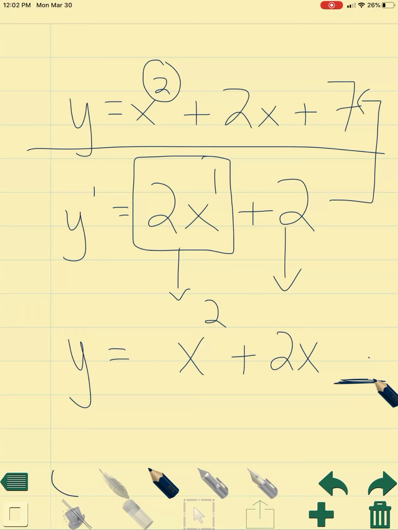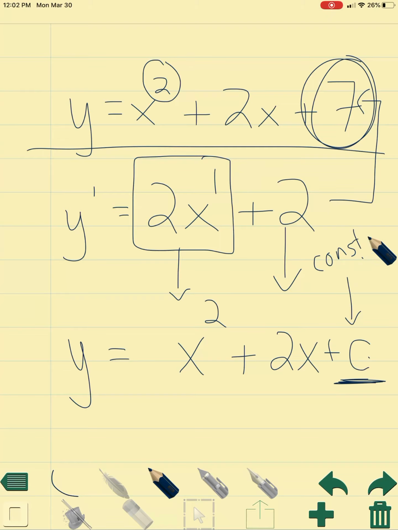The problem lies with how we get this 7 value. Well, we know that when you derive any constant, you end up with 0. So what we say is that this is just plus c, and this c is just a constant.